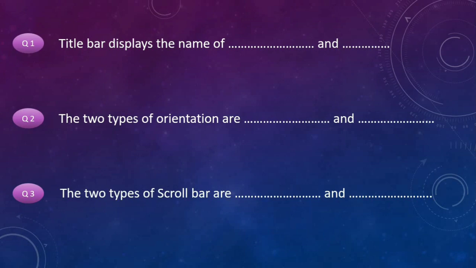Did you guess the answer? Shall we cross-check for the right answers? The first question: the title bar displays the name of application and file name. The two types of orientation are portrait and landscape. And the third one: the two types of scroll bar are vertical and horizontal.